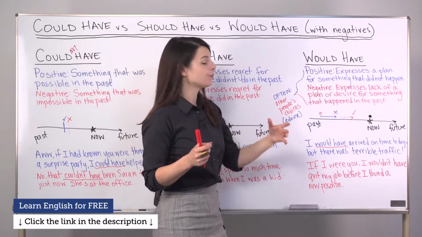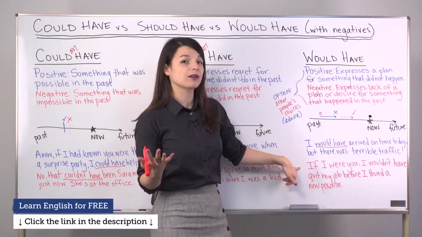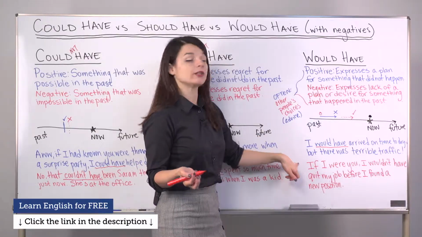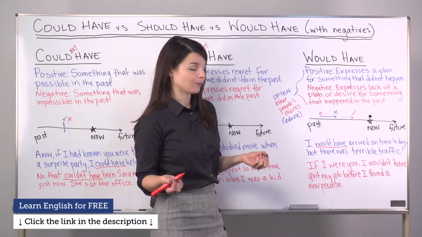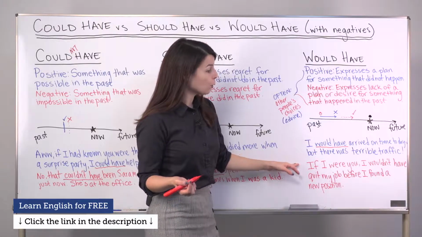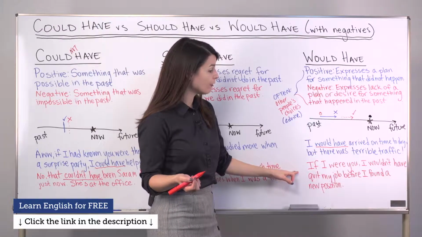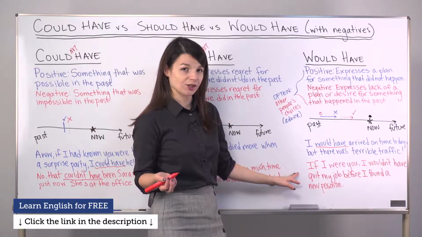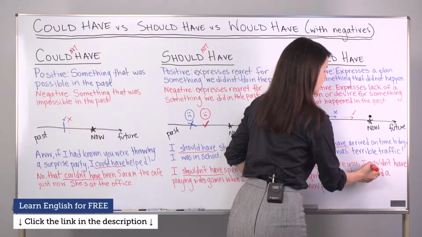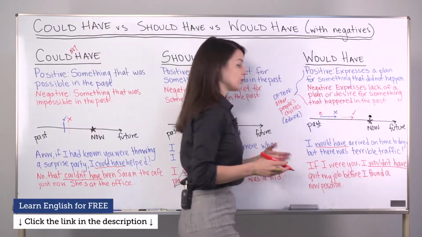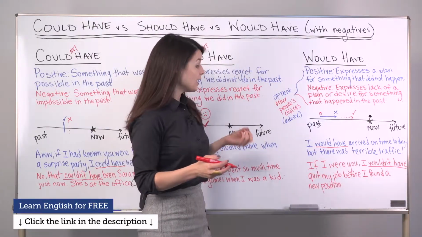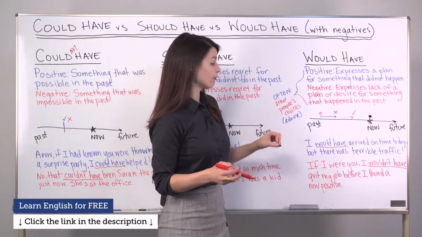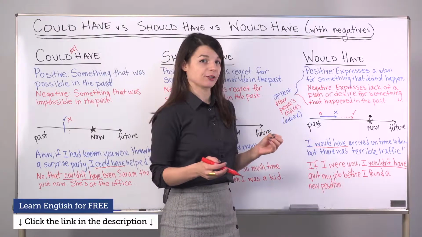So we commonly use both of these to talk about other people's choices, like when we're giving advice. This example sentence is a very common way that we use would not have or wouldn't have. Let's look. If I were you, I wouldn't have quit my job before I found a new position. So here is my would not have. I reduced it to wouldn't have. I would not have quit my job before I found a new position.